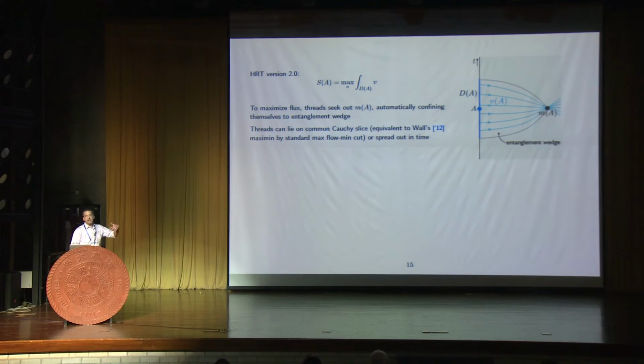And here again you have a lot of gauge freedom, and now the gauge freedom is not just in the spatial directions, but also you can move the threads up and down the time direction. And in particular you can choose to, if you want, put them all on a single Cauchy slice, in which case what you're doing is you're recovering Aron Wall's Maximin version of HRT. Okay? But you don't have to do that. You could alternatively spread them out in time.